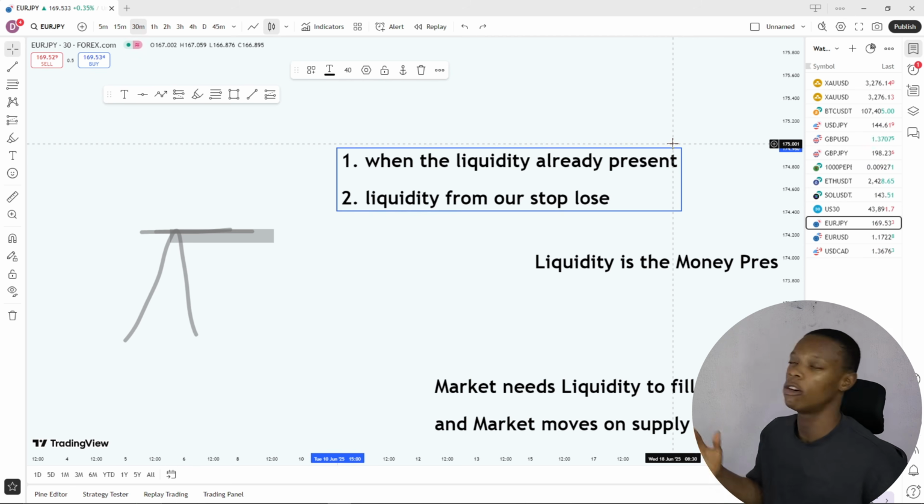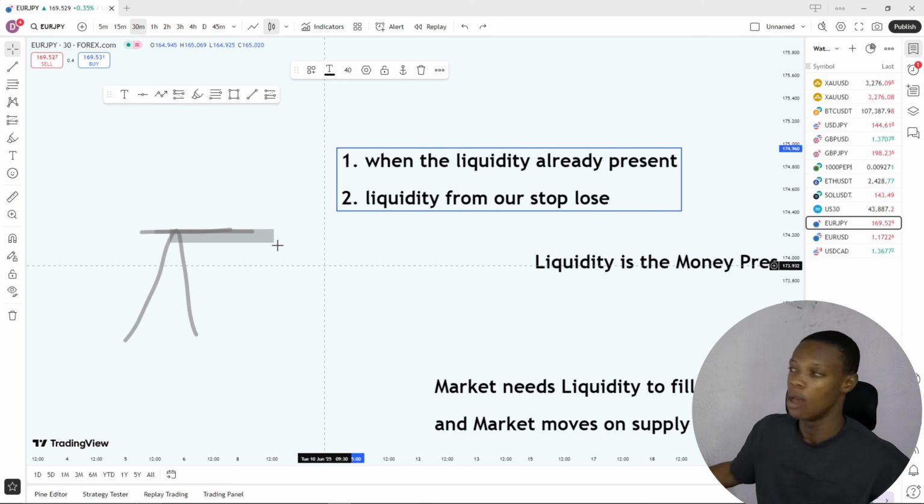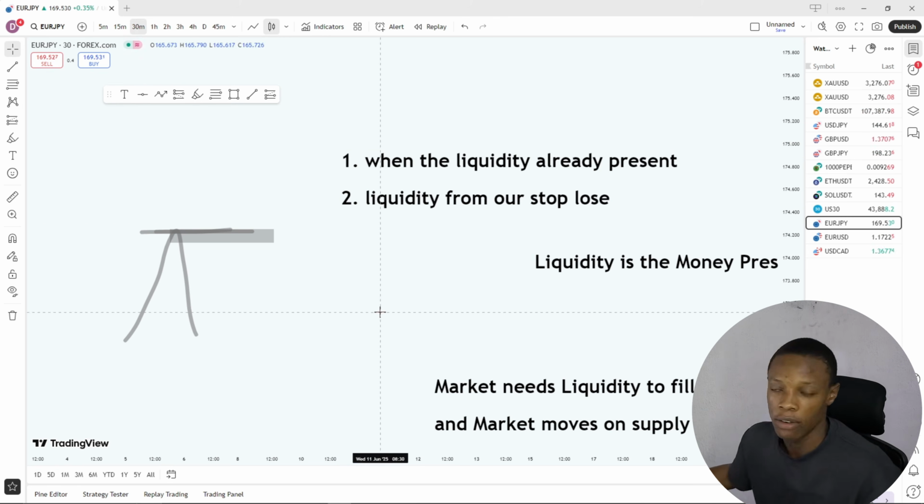Now, generally, other institutional traders are also going to lose money. They're also going to be providing liquidity for this same market. So it's not just liquidity from us retail traders' stop loss. It's not always just from our stop loss alone. Generally, it's going to need liquidity from our stop loss, meaning it's going to need to stop us out for it to buy.